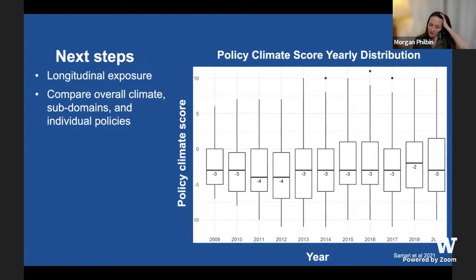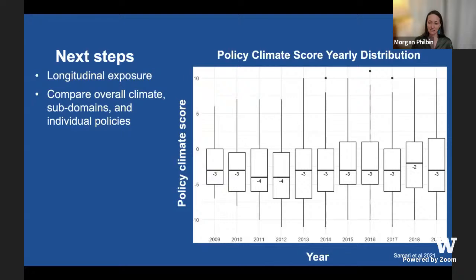So based on that, the next steps that we wanted to do were to create more longitudinal exposure measures, and then to compare the overall climate. So the overall policy climate, those 14 policies that I mentioned, as well as subdomains and individual policies. So the current project that I'm going to turn to now is focused on state level immigration policies from 2013 to 2019 and their effect on birth outcomes among Latinx individuals. And this project expands the work I just mentioned by exploring the impact longitudinally. And then, like I mentioned, we're also going to look at subdomains as well as individual policies.